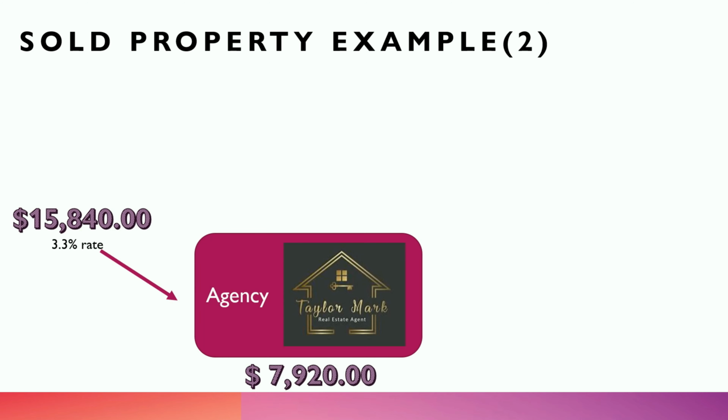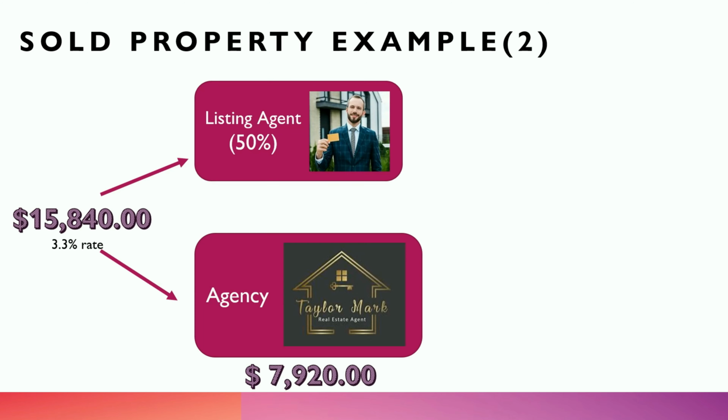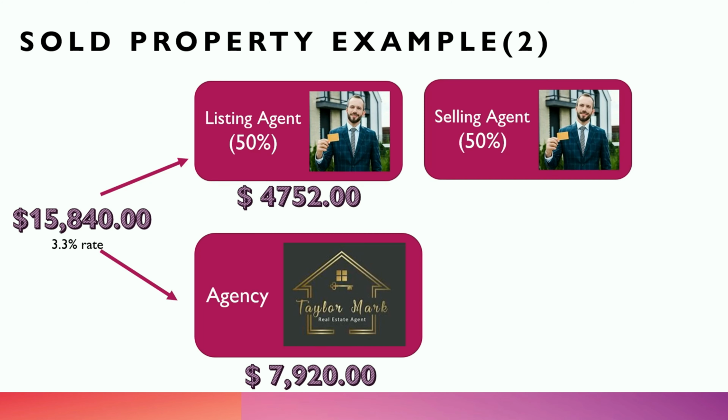Let's now have a look at an example where there is a separate listing and selling agent. The total commission paid by the seller is still the same at $15,840. The agency will still receive the same amount of $7,920, but the listing agent will receive 60% of the total commission they are entitled to, which is a total of $4,752, and the selling agent will receive 40% of the total commission, which is $3,168.